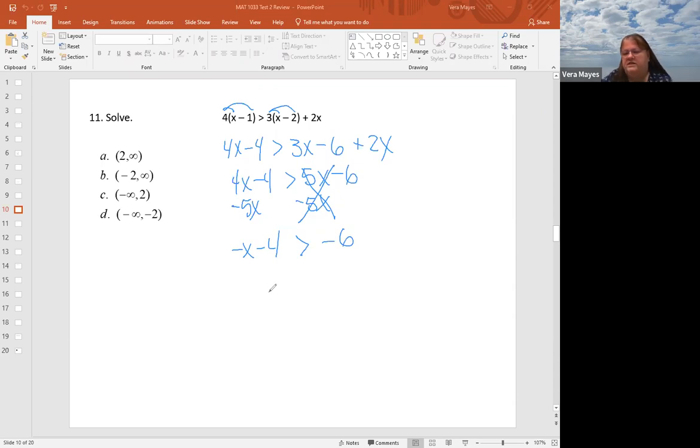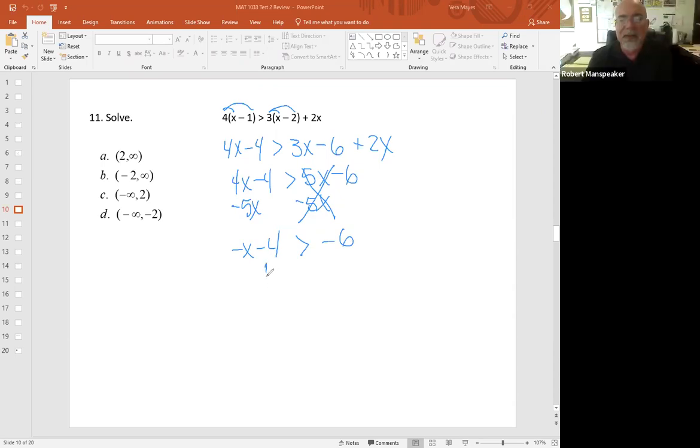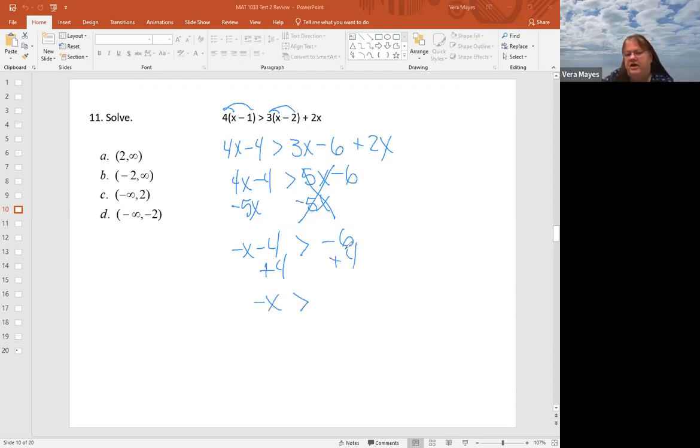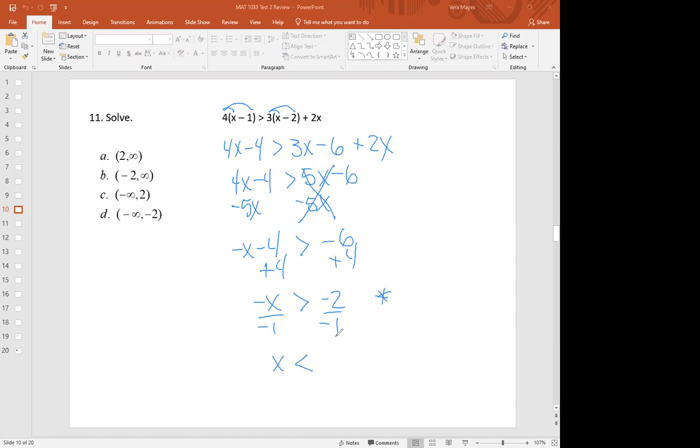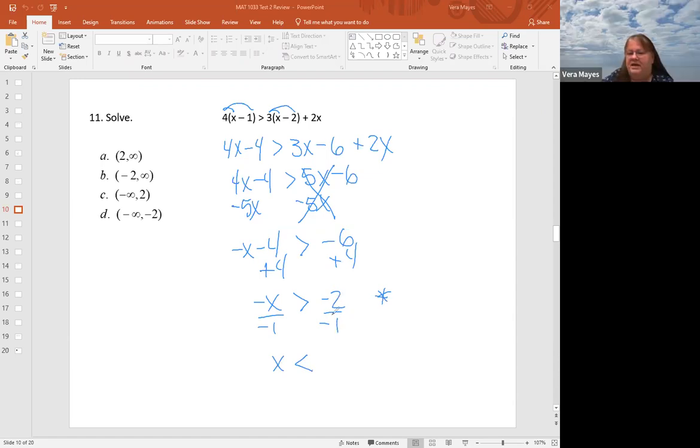What would be a good next step? Add 4 to both sides. Good. So negative x is greater than negative 2. And then I can't leave it as a negative x, right? So let's divide. Did that little warning bell go off in your head? Flip it. Negative 2 divided by negative 1 leaves me with the positive 2.